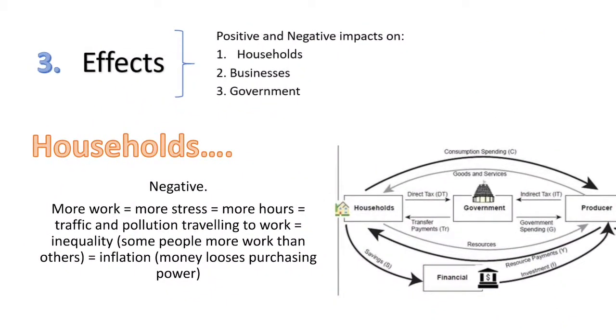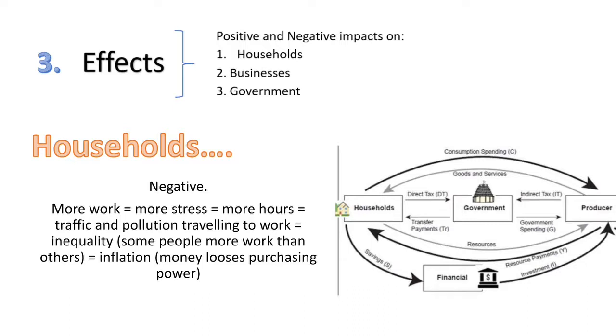But there are also negatives for households. If we're working more, that means more stress, more hours, and there could be more traffic on the road because everyone's going to work, like we've seen with COVID-19, right? People aren't working, so the pollution's decreased. But when we all go back to work, it's all going to increase again. And then some people might have more work than others, so that could increase inequality.